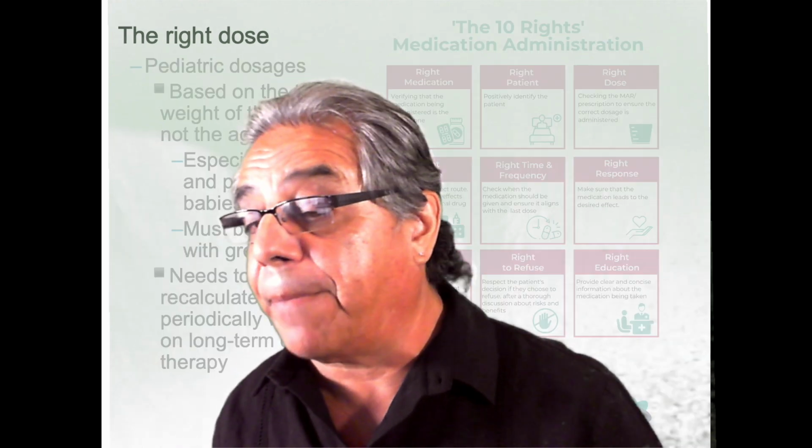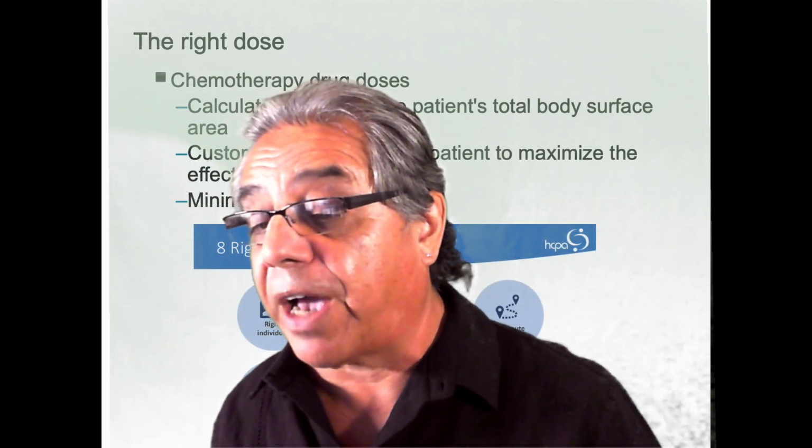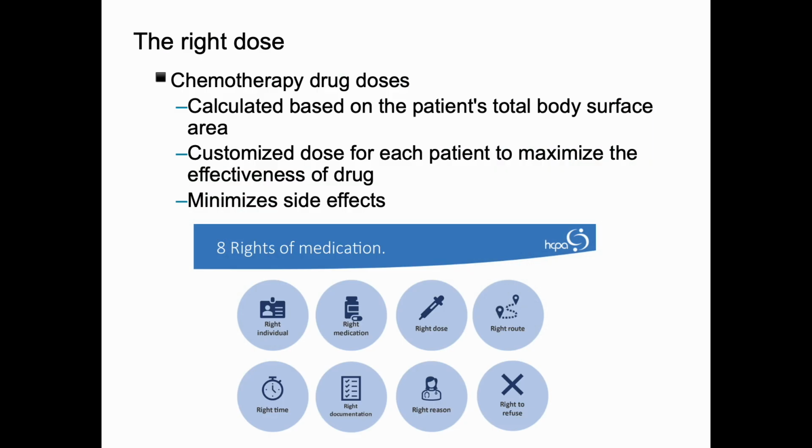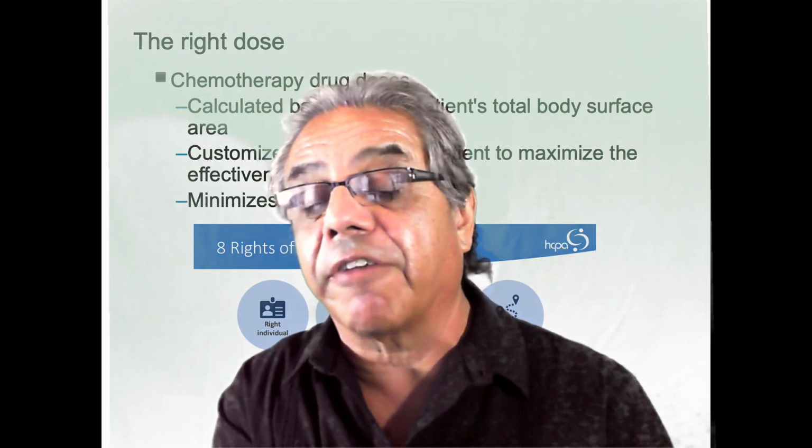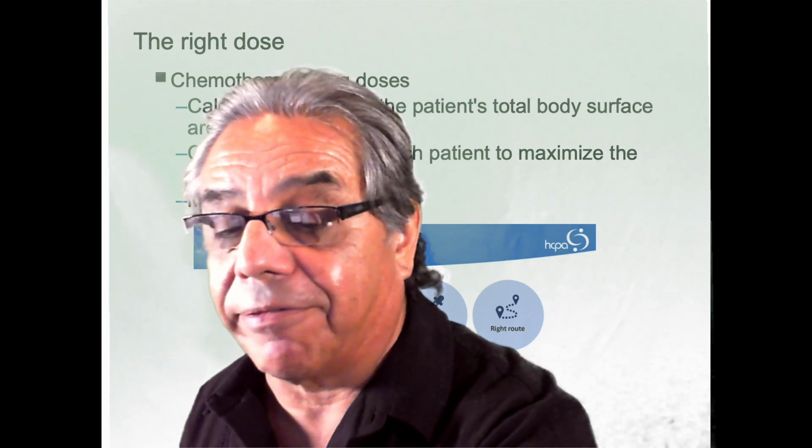Chemotherapy drug doses are based entirely on the patient's total body surface area. Customized doses for each patient are used to maximize the effectiveness of the drug, and this minimizes side effects. If I'm very careful about what dose I'm giving, I can give just enough of that drug to cause a therapeutic effect, but not enough to cause the adverse and/or side effects that are common.